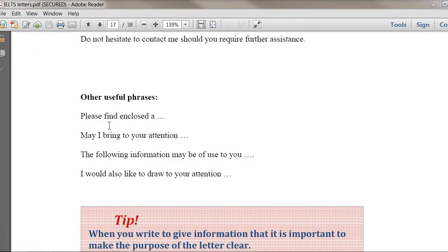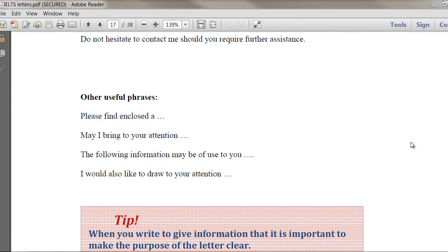Please find enclosed, and maybe a brochure or something like that. May I bring to your attention, and then whatever information it is. The following information may be of use to you. I would also like to draw your attention to. Okay, so some useful phrases that we can use to give information or maybe to highlight information that we're giving.